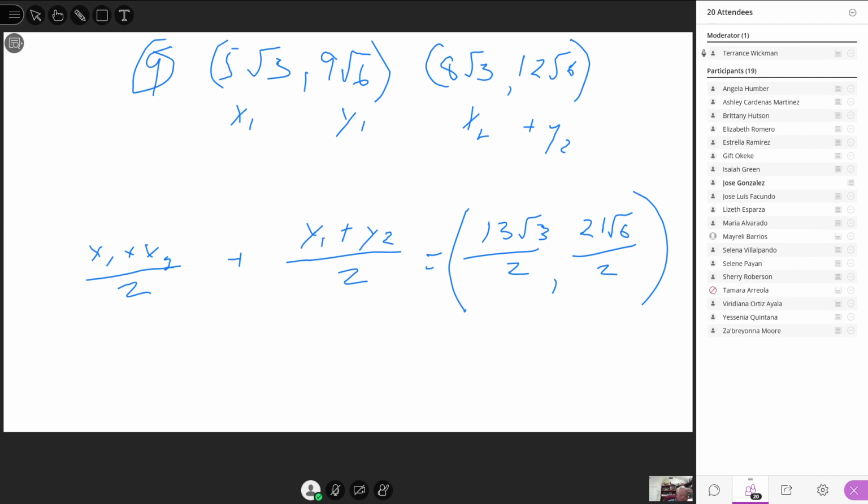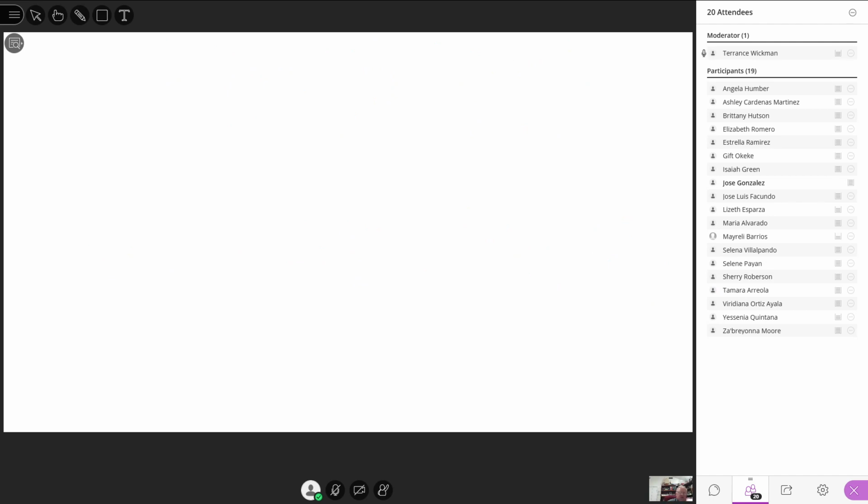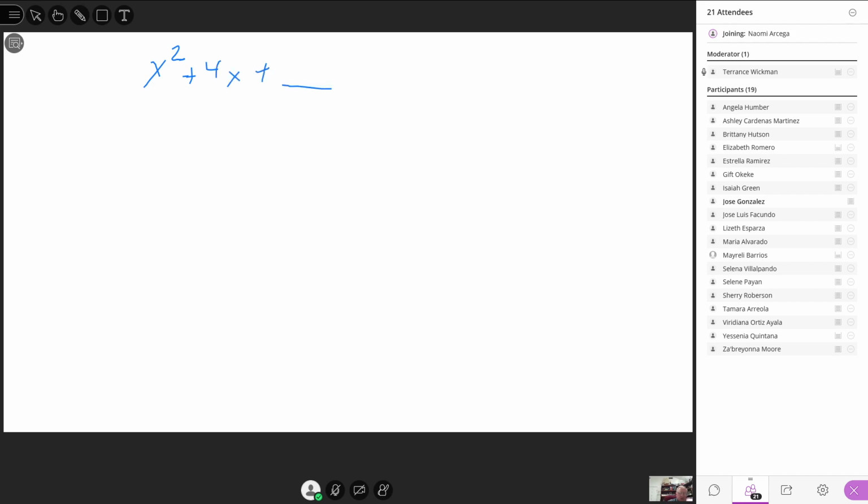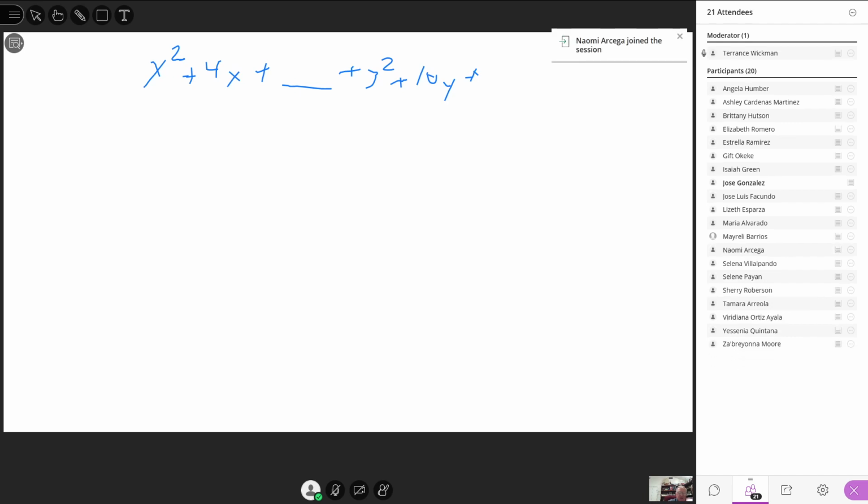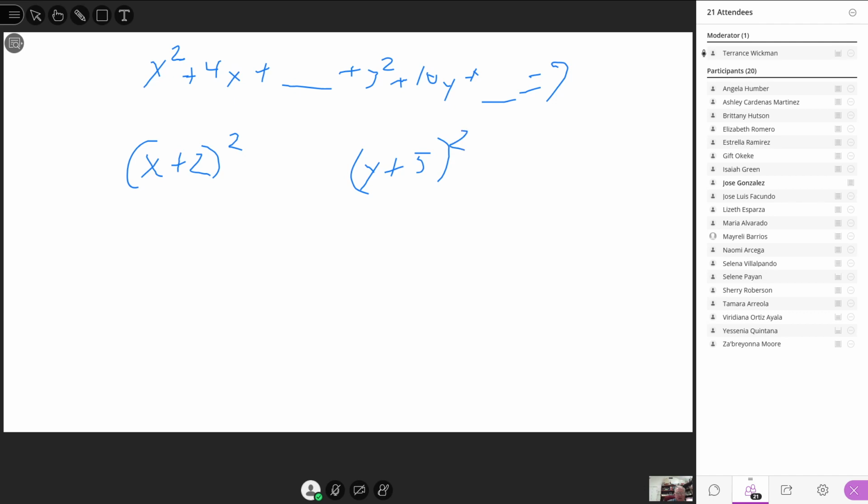10. Complete the square. This is another hard problem. 10 gives us x squared. But what do you guys see? I'm just going to combine the x's. x squared plus 4x plus something plus y squared plus 10y plus something equals 7. Now, to complete the square, you simply take half of the term that's next to the x. So this would be x plus 2 squared. Same thing for the y. You have y plus 5 squared, because half of 10 is 5.